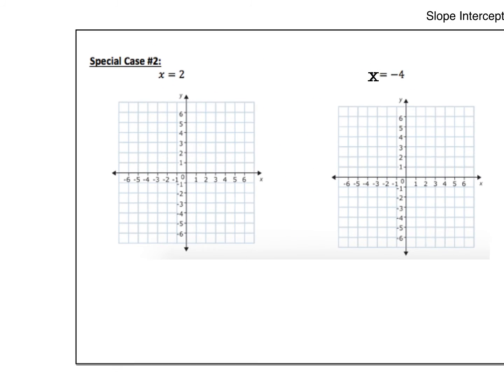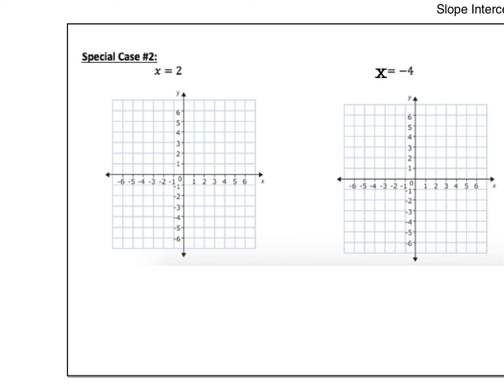All right, and then we have our second special case. And with our second special case, we have our x's. So now we're looking, where is x equal to positive 2? Well, here's my x line, right? This is my x-axis. And x is positive 2 right here. So if I make a point right here, that point is 2, 0. Also up here, x is 2, y is 3.